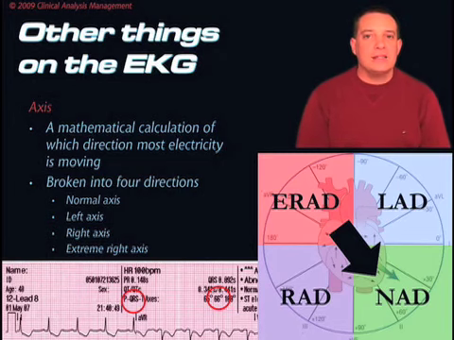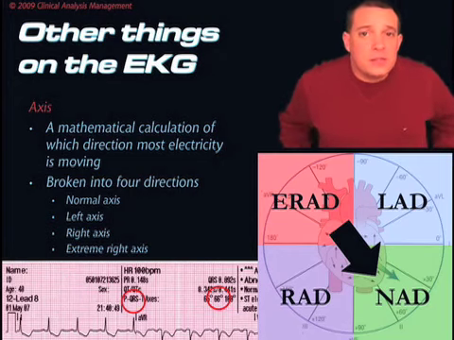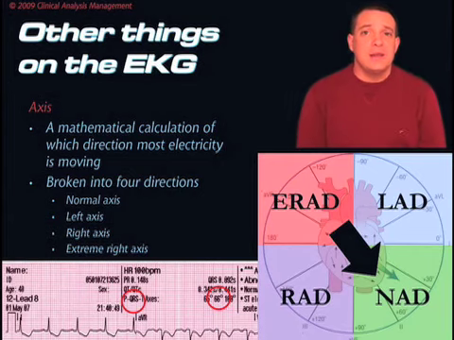When we talk about the axis, what we care about is the QRS axis. And you see, for instance, in this example, that this patient's axis is normal. It sits between 0 and 90 degrees. Okay, so that's how we figure out the axis. That's the easiest way, is to just look at the 12 lead.